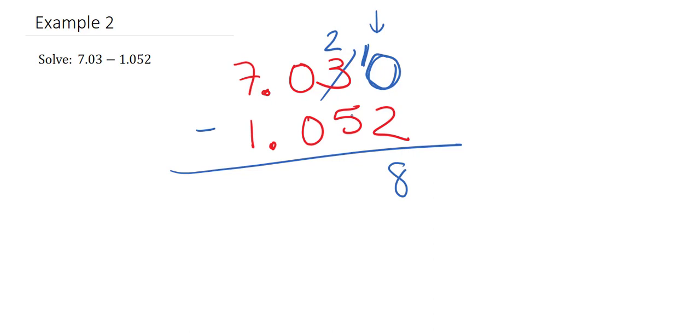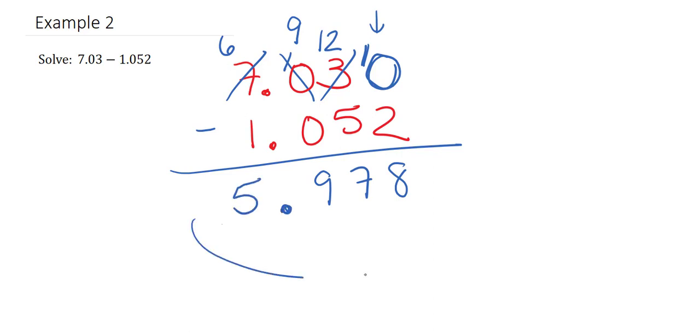2 minus 5 can't be done, so we need to borrow to the left. But this is a 0, so we can't borrow from a 0, so we need to go ahead and borrow from the 7. That becomes a 6. This becomes a 10 now. Then we need to borrow from here now because we have a 10. So that becomes 9, and now we have a 12. So 12 minus 5 is 7. Then we have 9 minus 0 is 9. Bring down that decimal straight down, 6 minus 1, and that's 5. So we have our decimal number is 5.978.